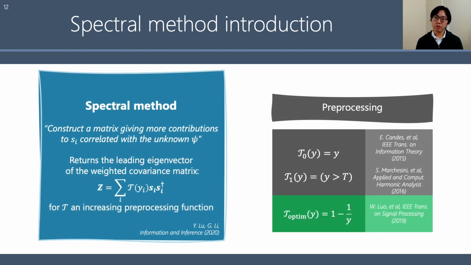Several preprocessing functions have been proposed. Two simple ones are the identity function, which we have introduced already, and the threshold function, which interestingly has previously been discussed for ptychography, based on a completely different theoretical basis. Here, we would like to point out a particular preprocessing function that we will use, 1 minus 1 over y, which was proven to be optimal in some theoretical setting.